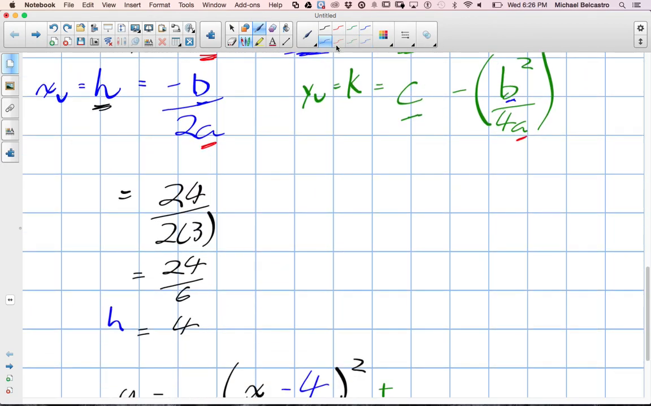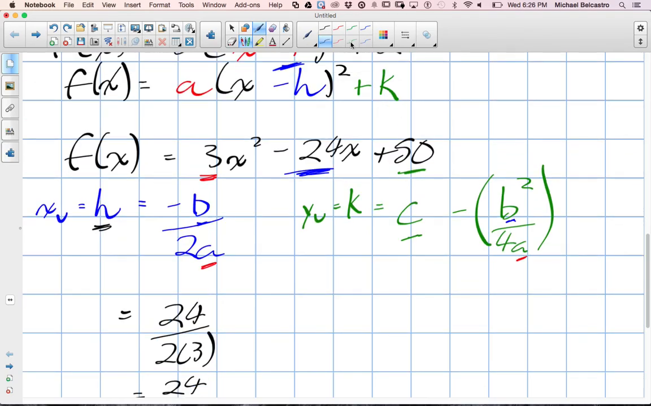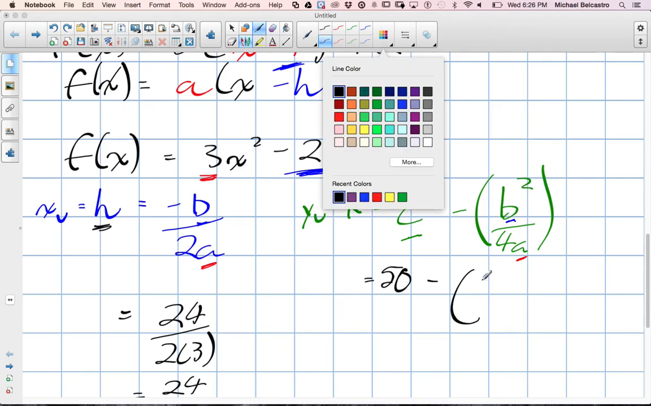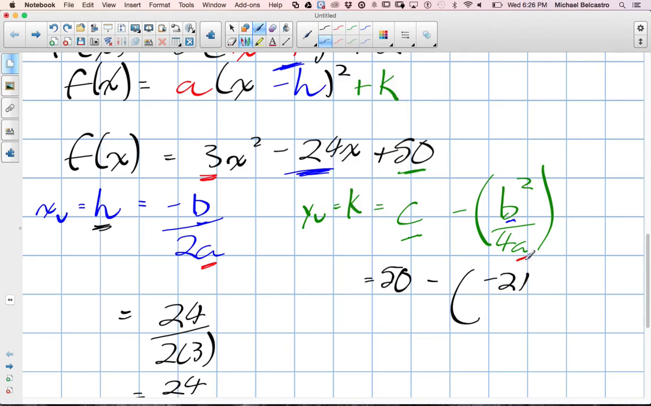In our other formula, again, plug and play. So c is our 50, so k is equal to 50 subtract our b value, which was negative 24. This is where it's a little complicated, a calculator comes in handy. We have to square that value, and divide by 4 times a, so 4 times 3.